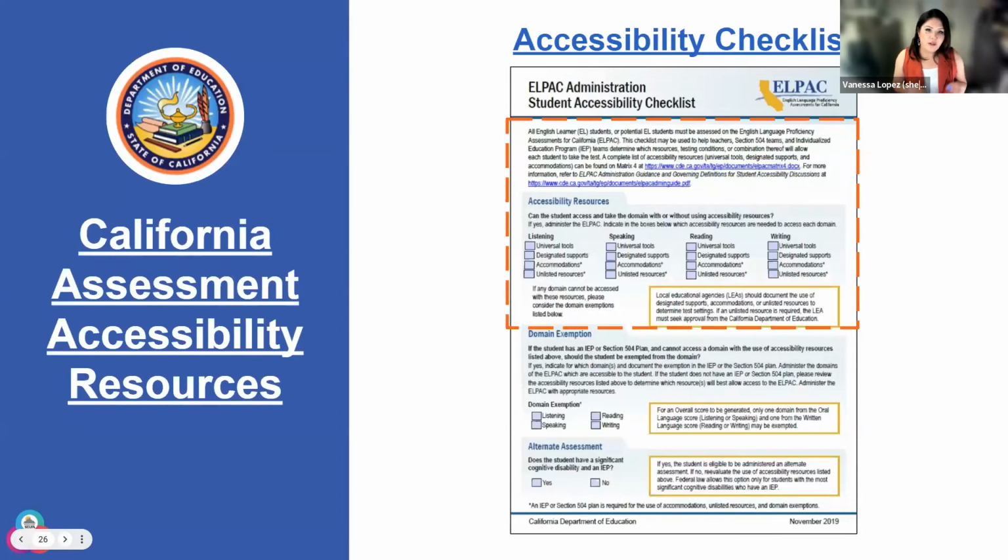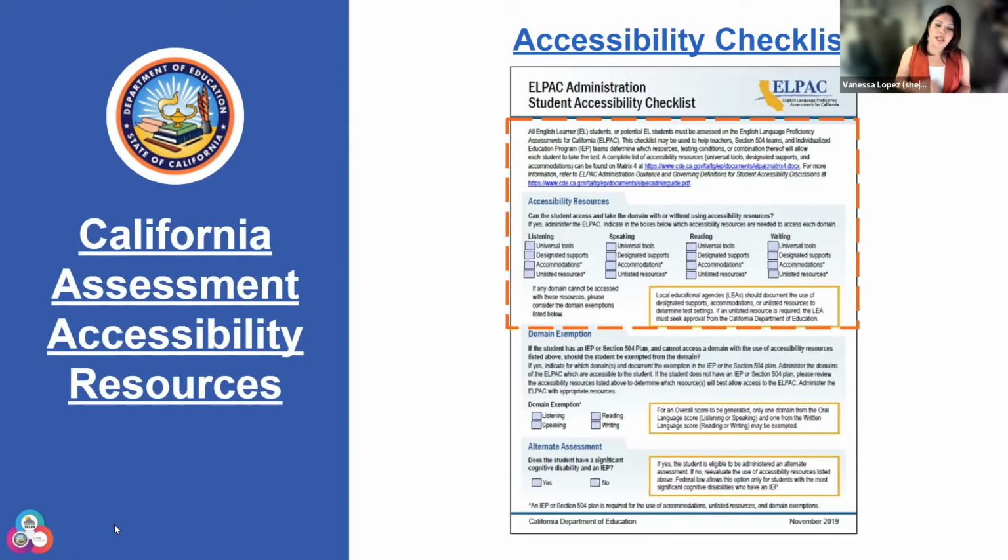So because there are 4 specific domains, and the initial point of our conversation right now was, what do we do when a student comes in without an IEP? We know that as a result of the home language survey and whatever structures are in place at our individual sites, the student must be assessed within that 30-day window. So what we can do is select universal tools and designated supports in each of the 4 areas being assessed, the 4 domains: listening, speaking, reading, and writing.